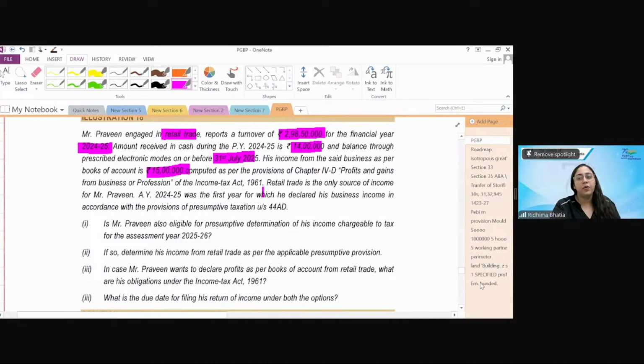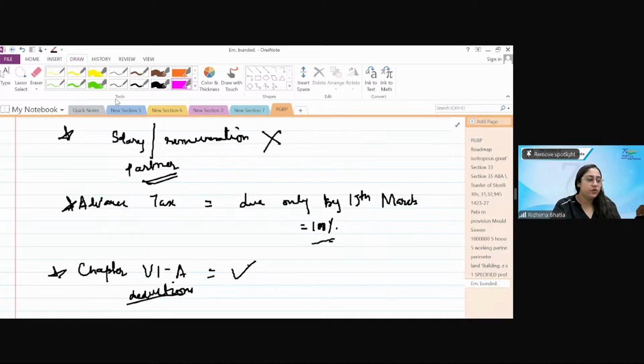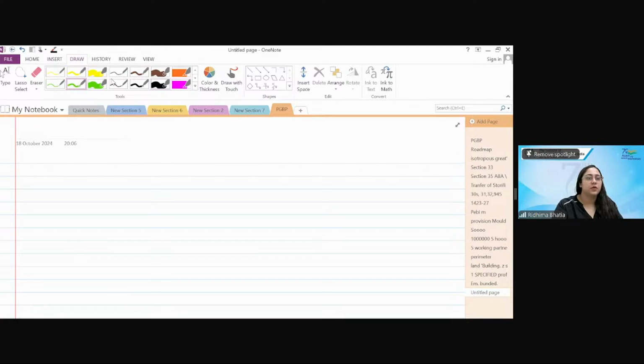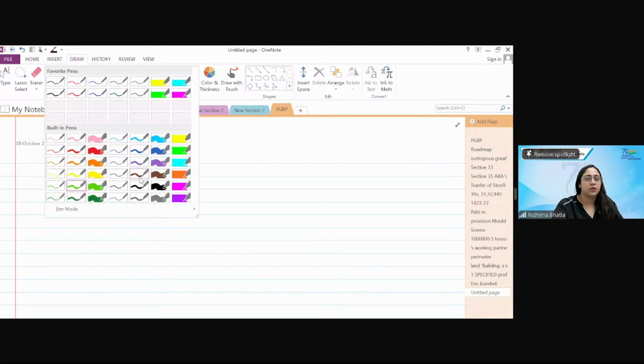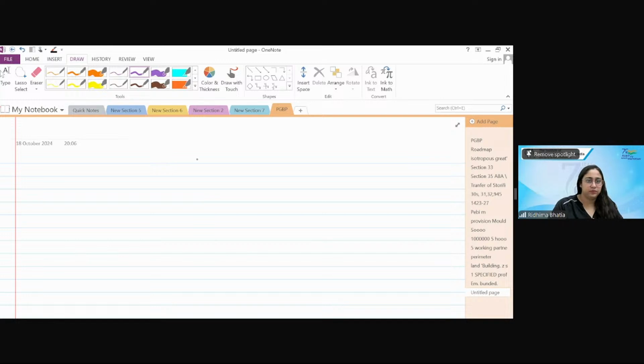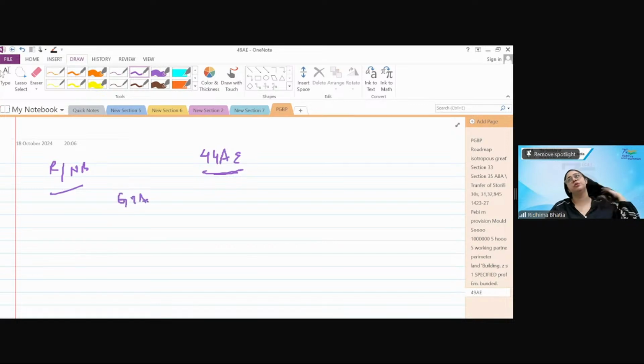Next scheme which we now come on to is your 44AE. This scheme is for SSE. यहाँ पे resident, non-resident नहीं है. Basically, this is for both resident and non-resident. Is for SSE who is into the business of goods transport agency. That is, who is into the business of transportation of carriage of goods. उनके लिए this particular scheme is there.